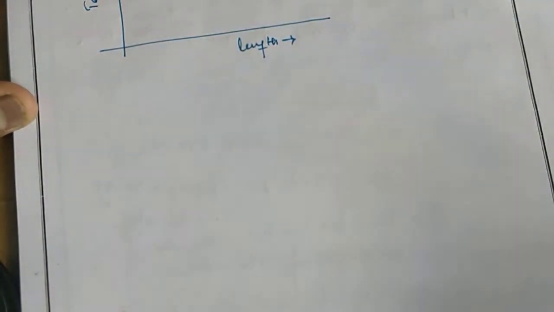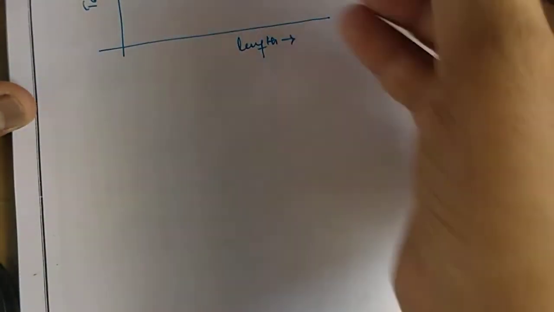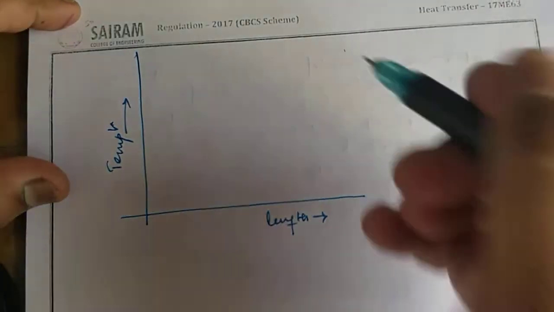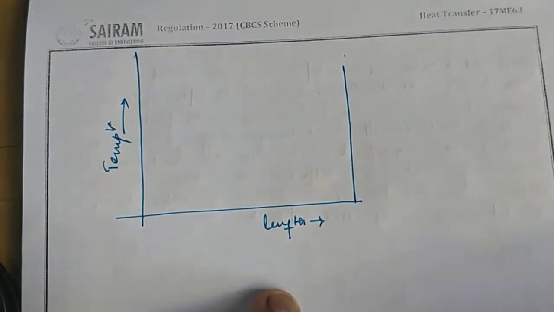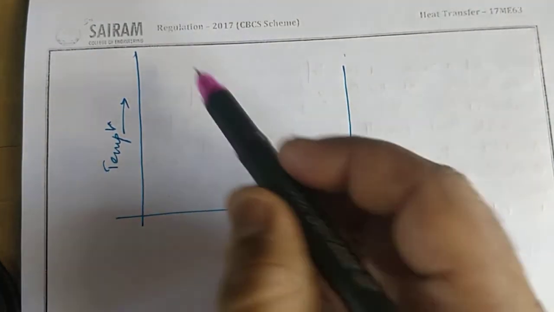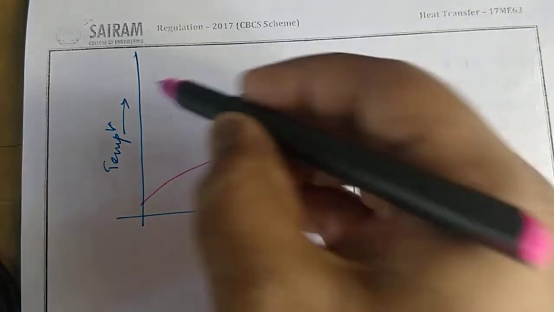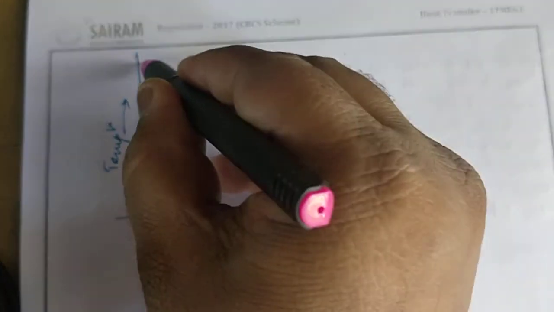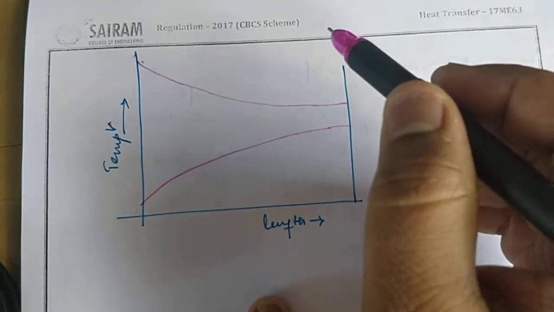Now if it is parallel flow, how would it be? Usually the sketch or the nature of the flow is like this. Like this for the parallel flow. Okay.